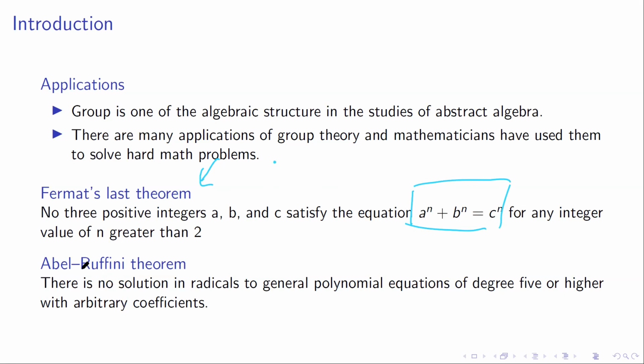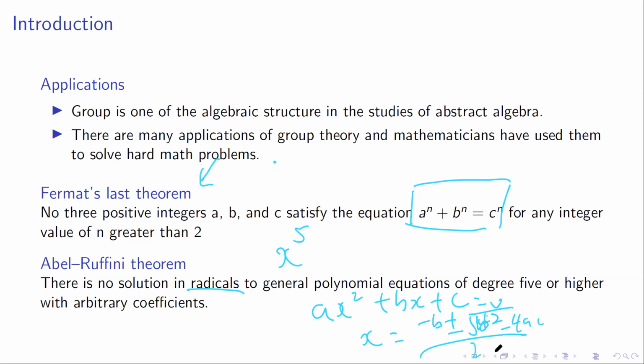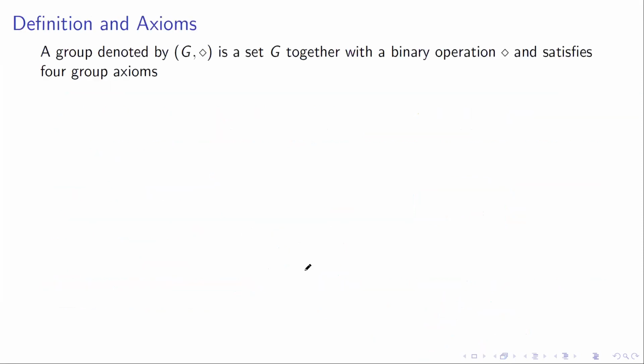There's also the Abel-Ruffini theorem, which says that for a polynomial with degree 5 or larger, you cannot find a solution in radicals. We know that we have the quadratic formula: if we have ax squared plus bx plus c equals 0, then x is equal to the formula right here. People have been trying to find an explicit formula for degree 5 or above, but it has been proved using group theory that there's no such solution. So that's the application part.